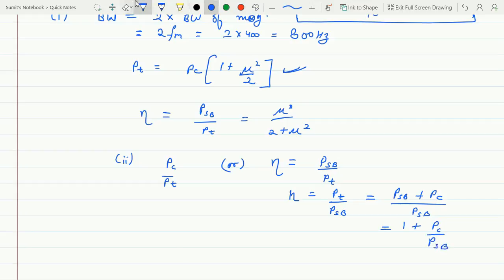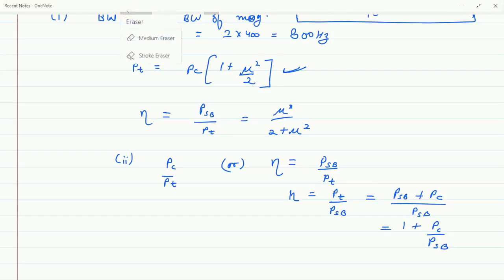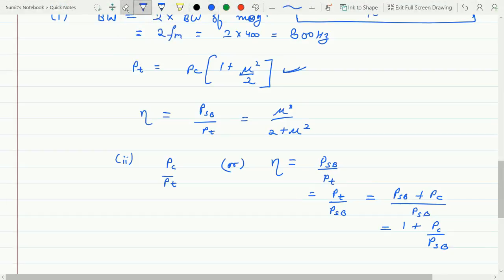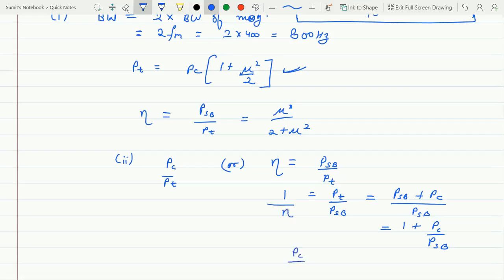Okay, this is not eta here, this would be 1 by eta. You can find out PC by PSB from here. This is just for the case when it's asking you to find PC by PSB, or you can just put the values simply here. No need to do all this and waste your time in this. It's just another method to find out. So you can find out PC by PSB as 1 by eta minus 1 also. So that is how you can approach this question.